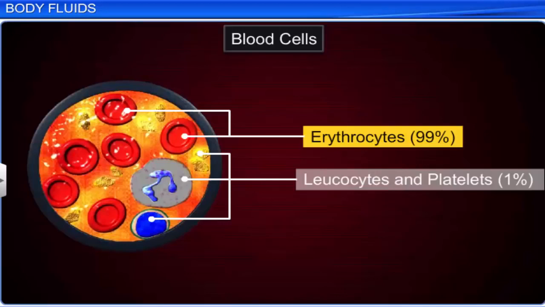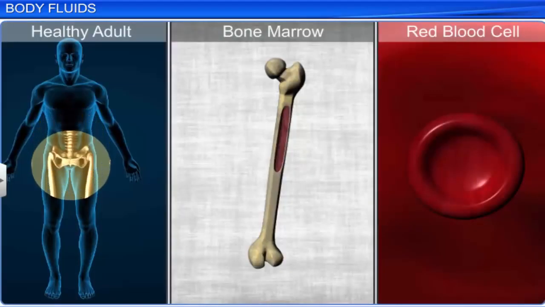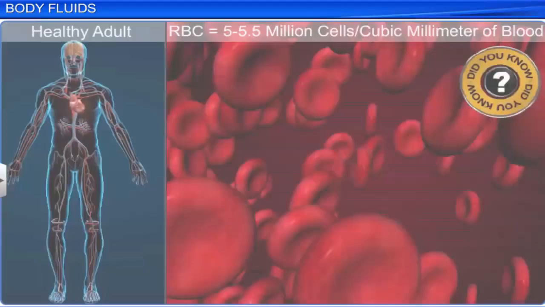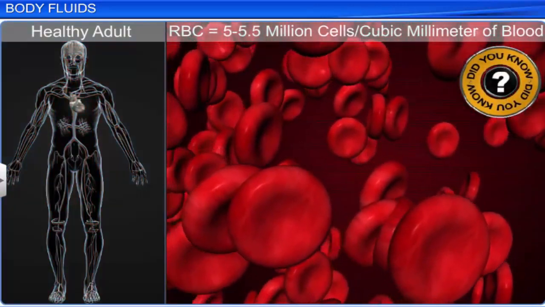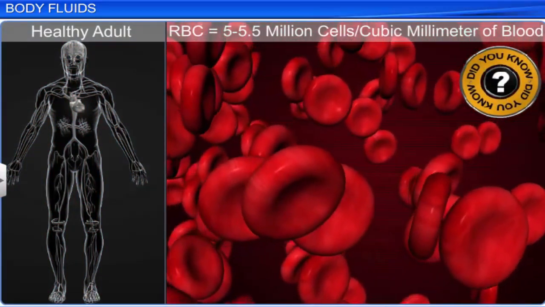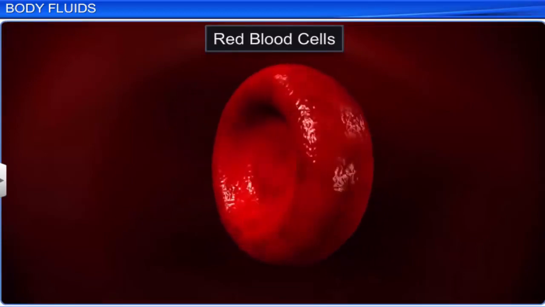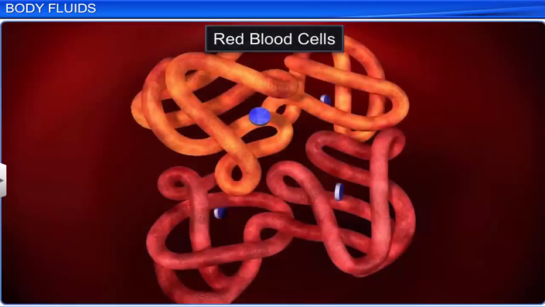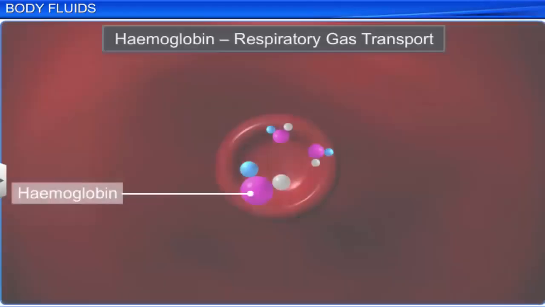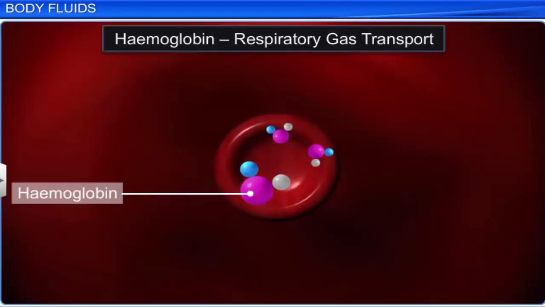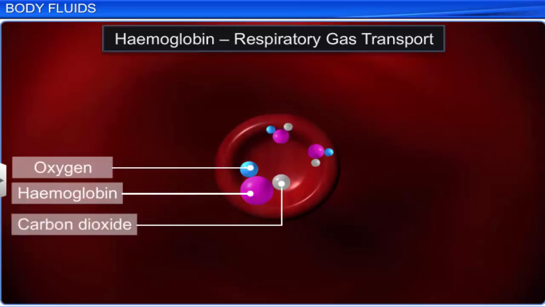Erythrocytes, or red blood cells, comprise 99% of formed elements. In adults, they are formed in the bone marrow. Did you know that a cubic millimeter of blood contains around 5 to 5.5 million RBCs? RBCs are biconcave in shape and lack a nucleus in the mature state. Their red color is due to the presence of an iron-containing protein called hemoglobin, which plays a vital role in the transport of the respiratory gases, oxygen and carbon dioxide in the blood.